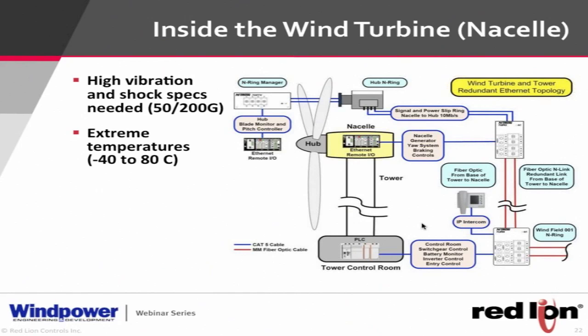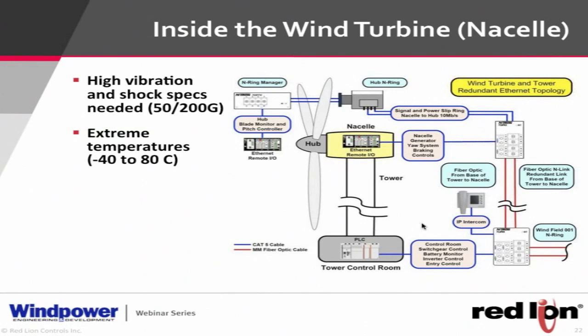So if you look inside the turbine, it might look something like this. This is just a diagram that we have on some white papers, and you may have seen it before. But if you look at the shock and vibration specs on our Ethernet switches, it's very high, especially compared to our competition. The reason it's so high is because we've been in wind for quite a while, and we know what happens.